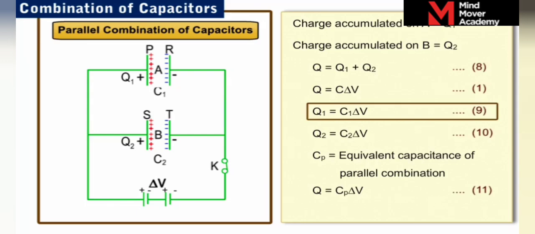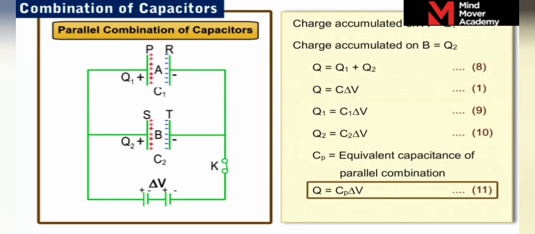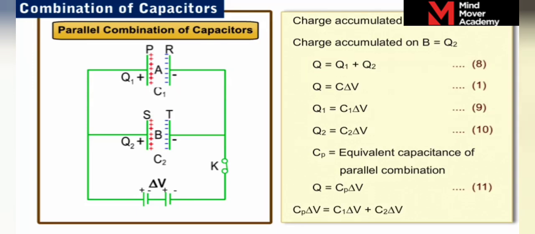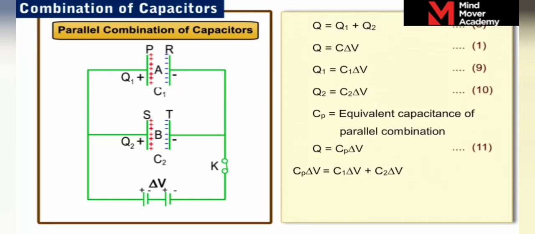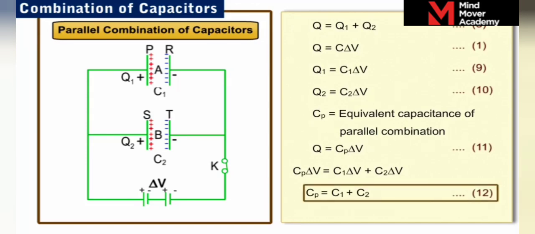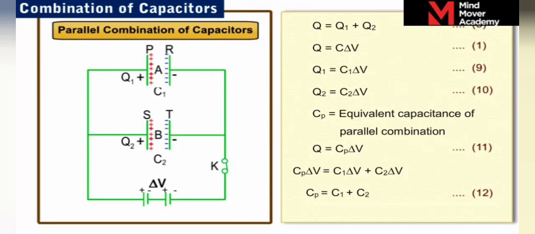Substituting equations 9, 10, and 11 in equation 8, and on simplifying, we get Cp is equal to C1 plus C2. Let us label this as equation 12. Equation 12 gives the relation between the equivalent capacitance for the combination of two capacitors connected in parallel and their individual capacitances. The equation can be extended for any number of capacitors with different capacitance values connected in parallel.